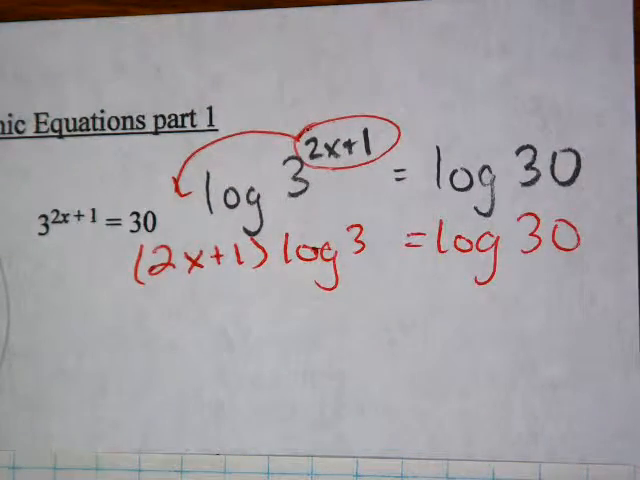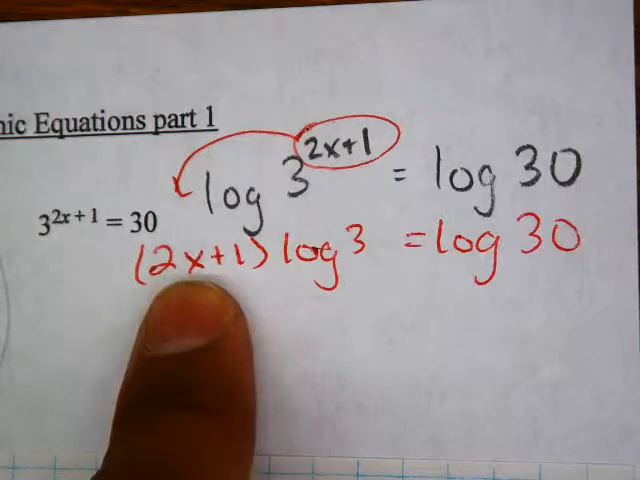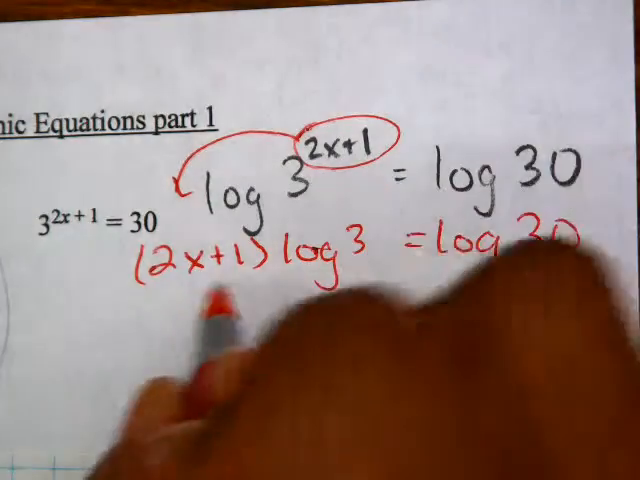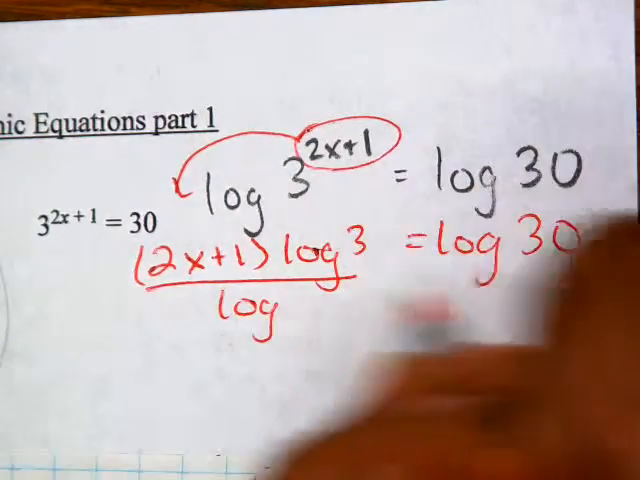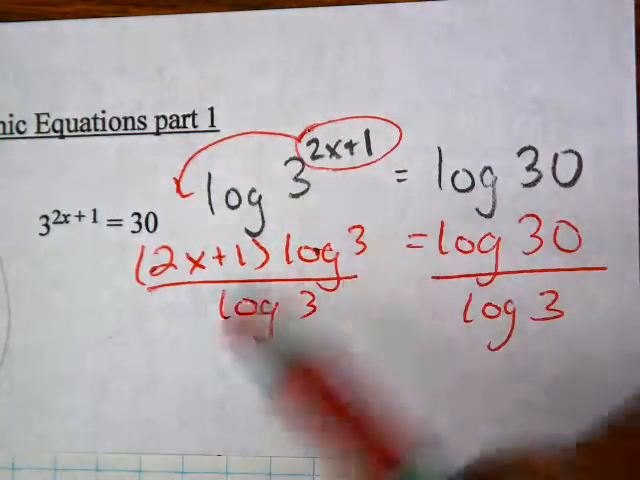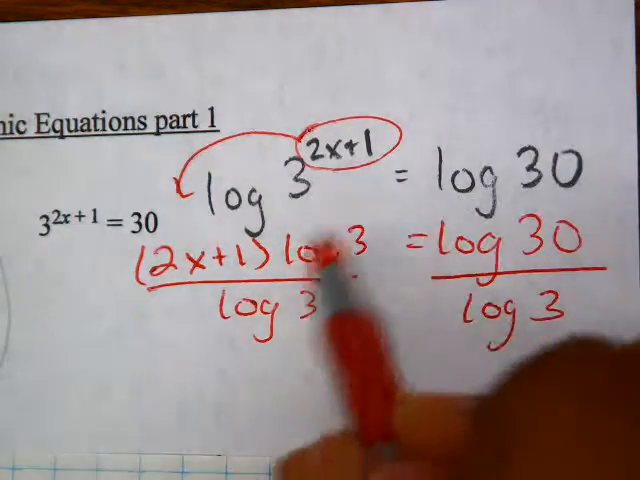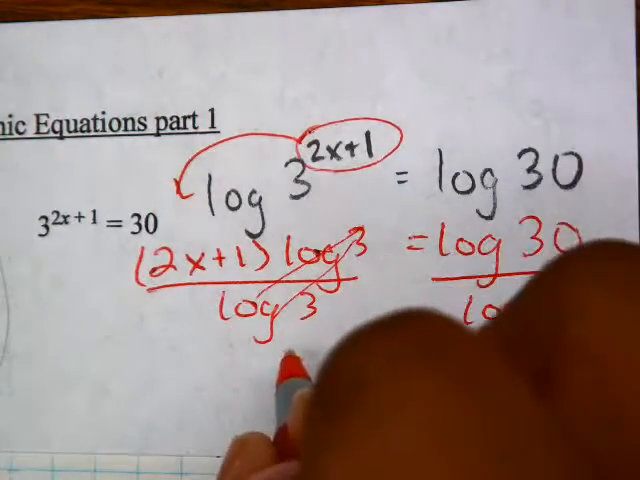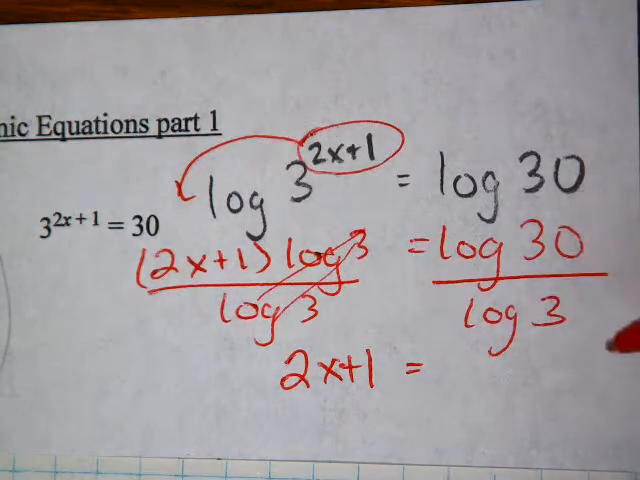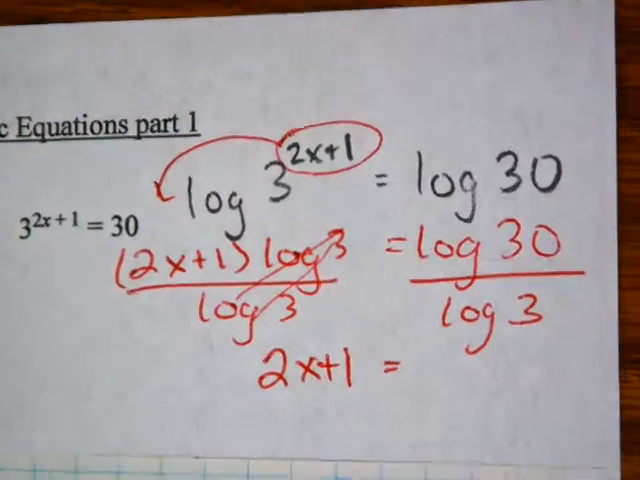So now I'm trying to solve for x. I'm trying to get this eventually by itself. What do you guys want to do now? Divide both sides by log 3. On the left side, what happens? These just reduce to 1. So I still have 2x plus 1. Is this equal to 10? No. So we have to type that in and get a decimal.